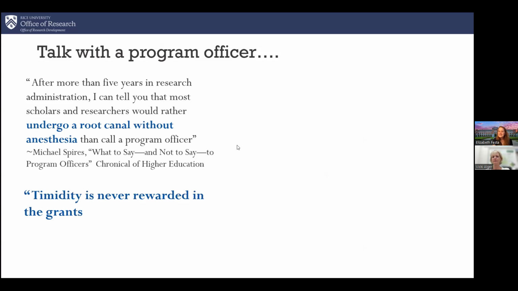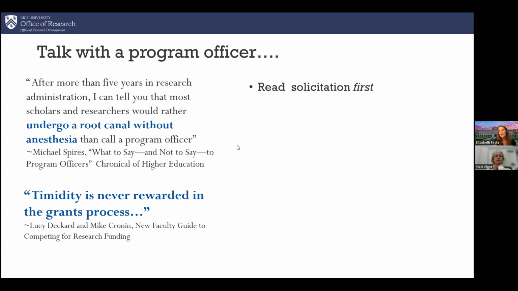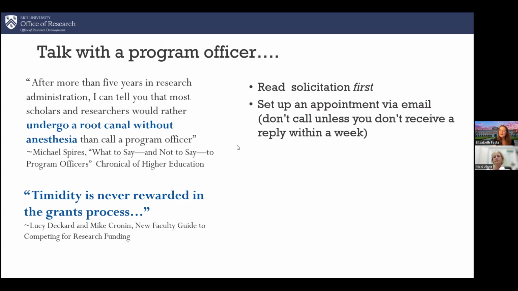But timidity is never rewarded in the grants process. And so I would strongly encourage you to take the plunge and contact your program officer. My friend Michael does have some suggestions in his piece. You don't want to contact your program officer if you haven't read the parent announcement yet, the solicitation, and done some of your own homework. It's best to set up an appointment via email.